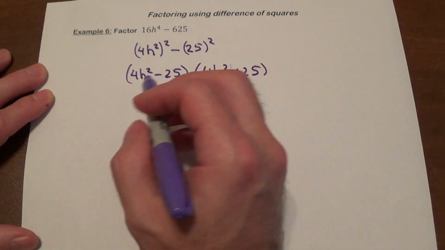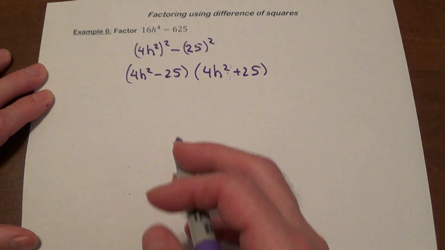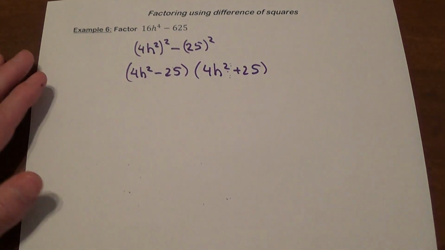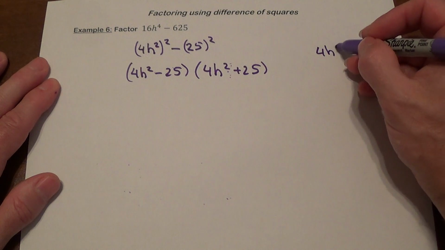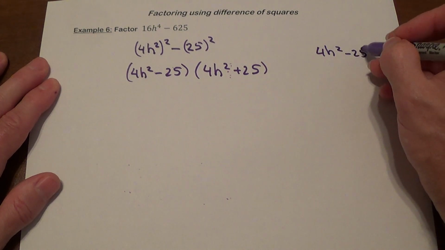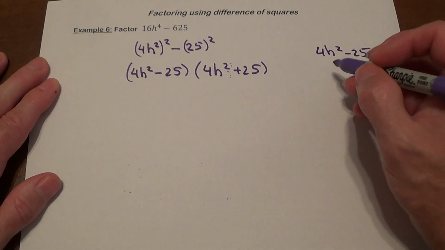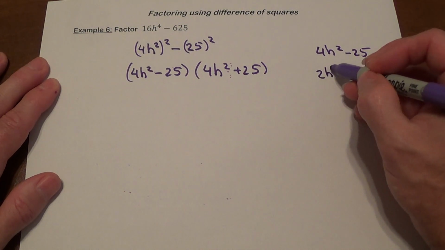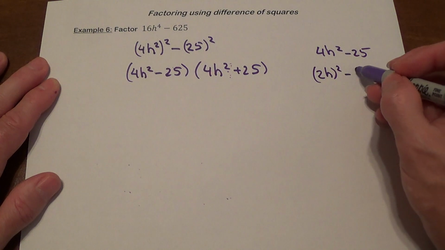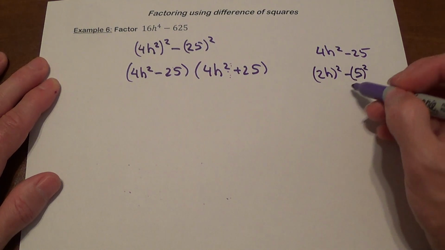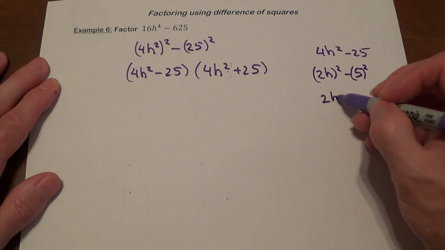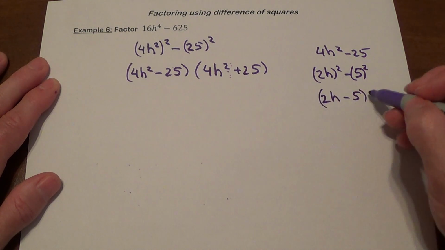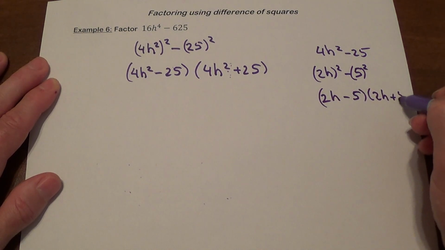So this is the sum, but take a look at this one. Let me write this on the side here. 4h squared minus 25 is actually also difference of squares. I can write 4h squared as 2h quantity squared, and 25 can be written as 5 squared, which is going to become in turn 2h minus 5 times 2h plus 5.